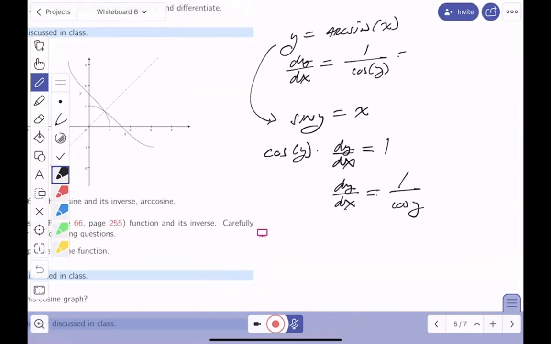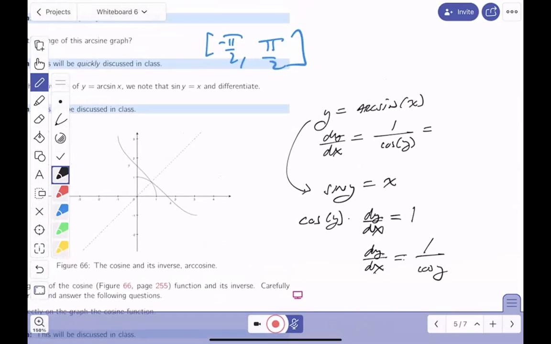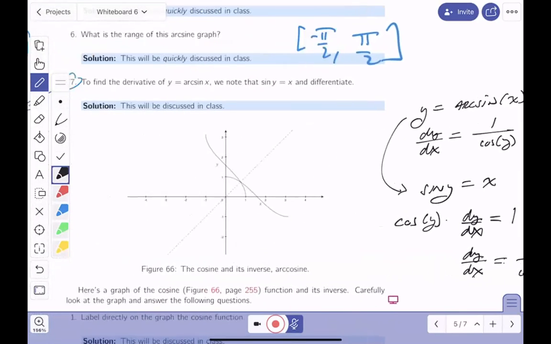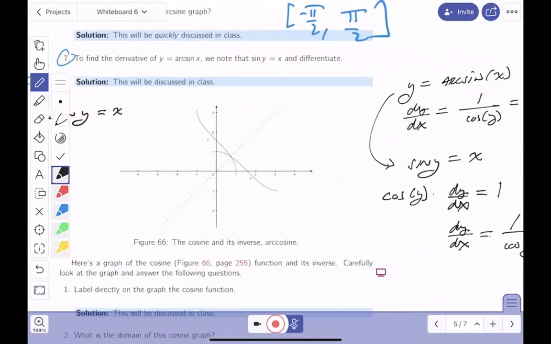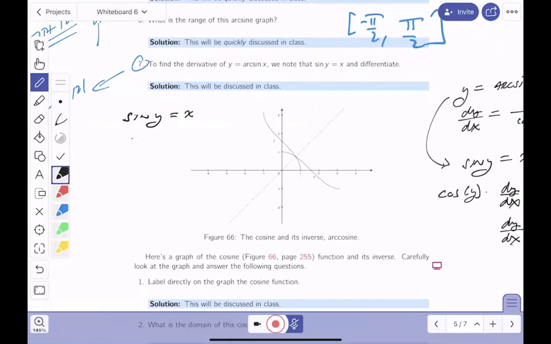So I want to go back over this and see if I can make sense out of how they got the answer in the notes. Let's put this down for you. I'm going to put down sine of y is equal to x, and what I'm trying to figure out is what's the cosine of y?